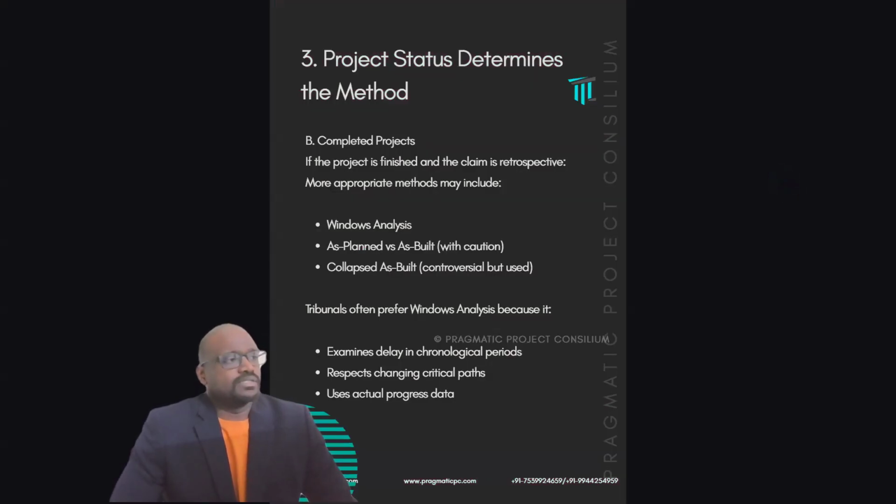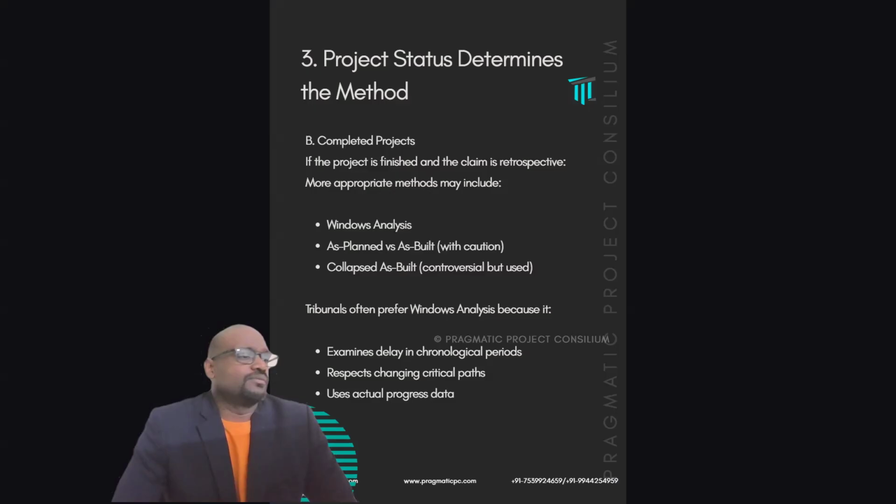When coming to completed projects, you may go with window analysis. Window analysis is nothing but as-planned versus as-built analysis with more windows. As-planned versus as-built analysis and single window analysis are the most commonly done analyses in arbitrations. Collapsed as-built is very, very rare and controversial, because it is used when you don't have a baseline but you have an as-built schedule, not as-built records, as-built schedule. Very rare projects don't have a baseline but will have an as-built schedule.